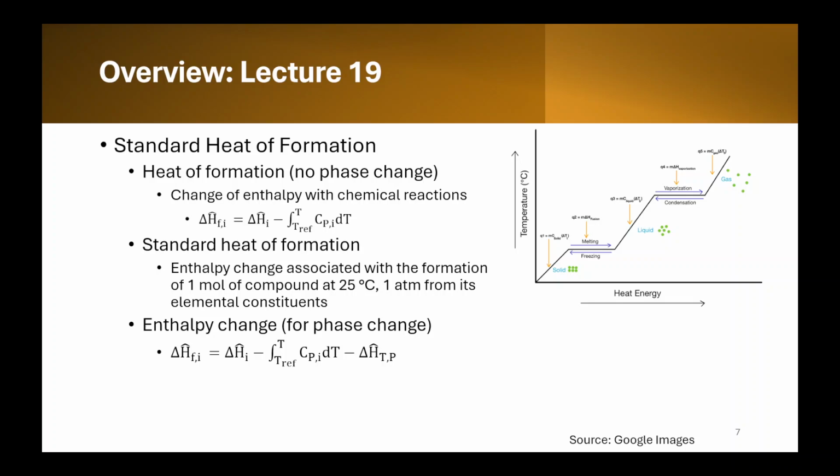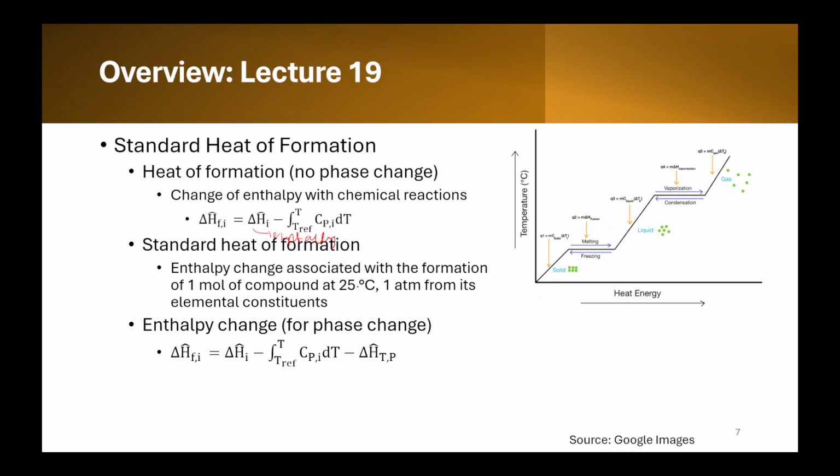We move on to lecture 19, which was all about standard heat of formation. So heat of formation for no phase change is given using this relation. So this is the change of enthalpy with chemical reactions. This is the heat of formation, computed experimentally, minus the integral from T ref to T of Cp dT.